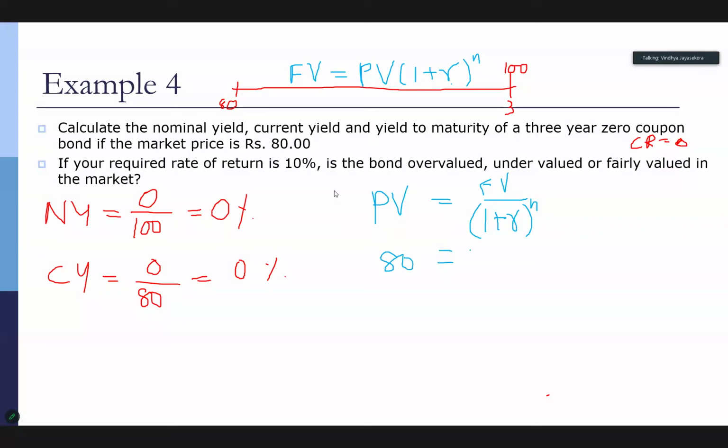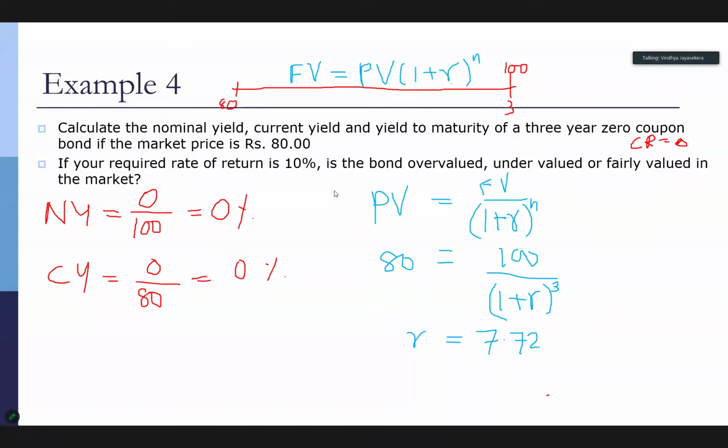Price is 80, face value 100. 1 plus r is what I'm trying to find. N is 3. Therefore, you can get r equals 7.72.